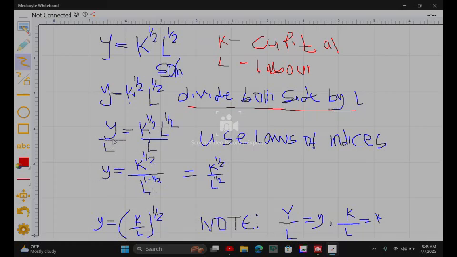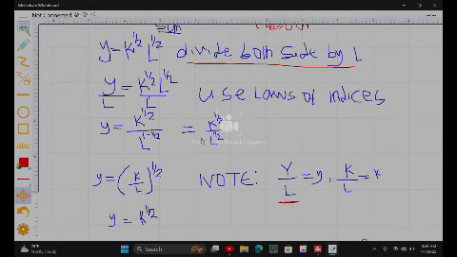So this is my small y, output per worker, represented by small y. So it gives me capital raised to the power half divided by labor raised to the power 1 minus half. And this is the simplification. So K raised to the power half divided by L raised to the power half. This half is coming from 1 minus half, which gives me half again. So this is the equation now, but this is not all. We are going to continue.